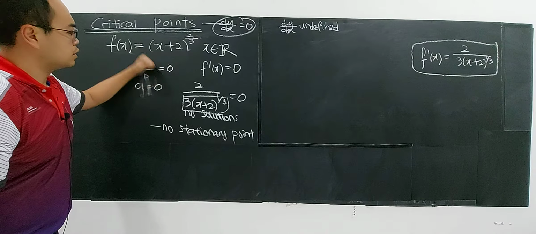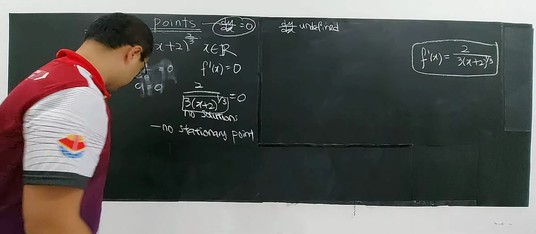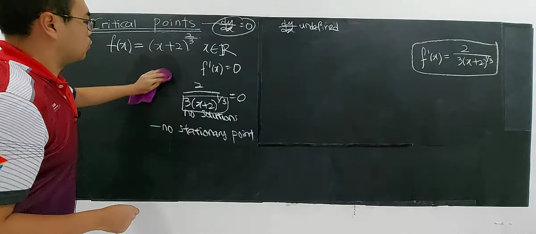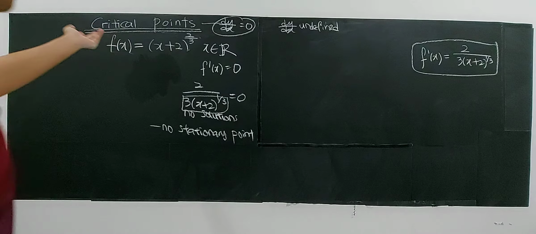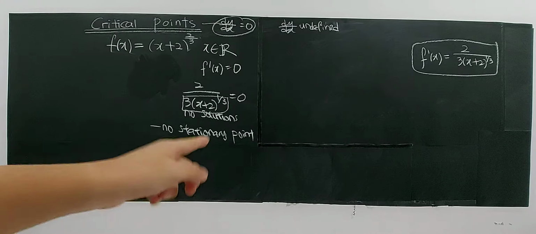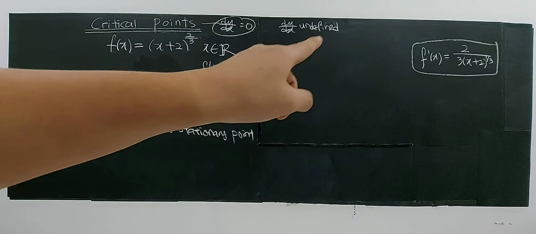Okay, it will not be 0. So there is no solution for this case, no stationary point here. Okay, that's a very important understanding. So now, is there any more critical points? Yeah, there are no critical points belonging to stationary points. But there is a possibility of dy/dx being undefined.